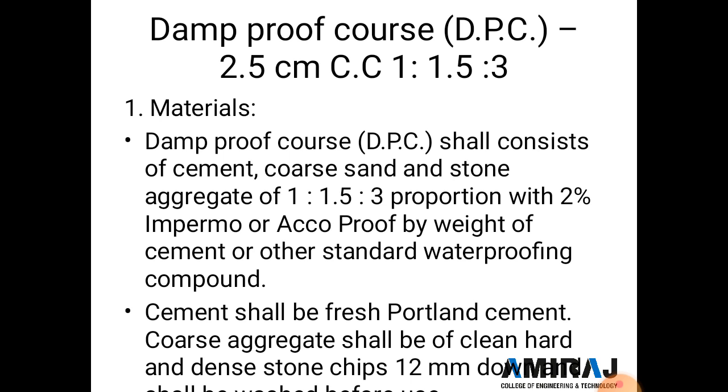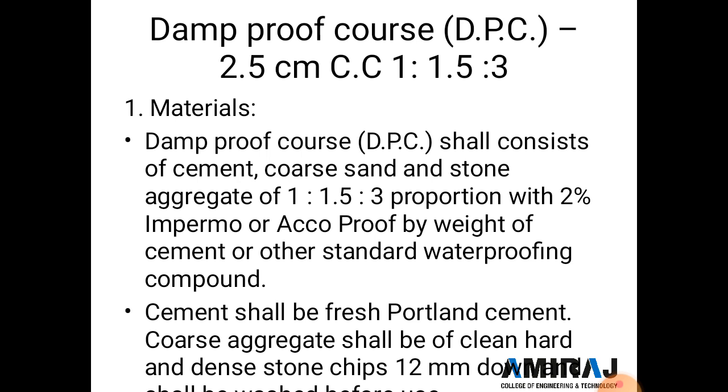So here also, the material we use: the damp proof course shall consist of cement, coarse sand and stone aggregate in a ratio of 1:1.5:3 proportion, with 2% waterproofing compound by weight of cement or other standard waterproofing compound. Now here, 2% waterproofing, different types of chemicals are also used in a DPC. So first we discuss the cement.